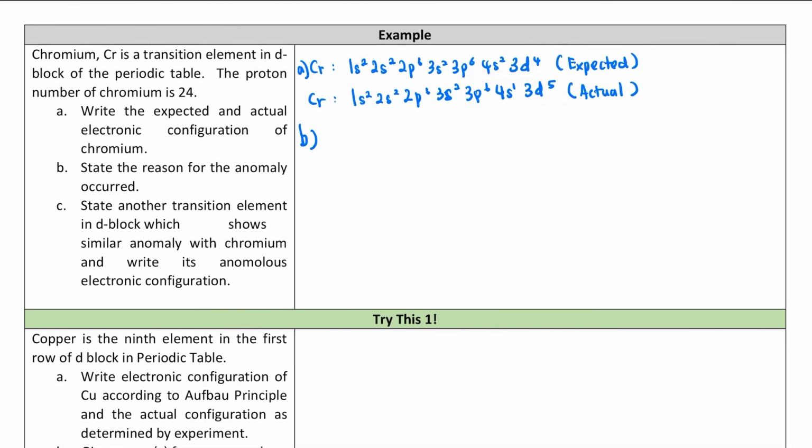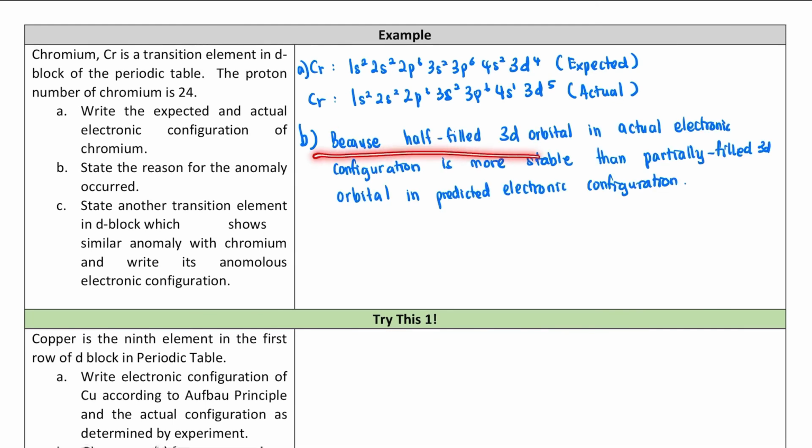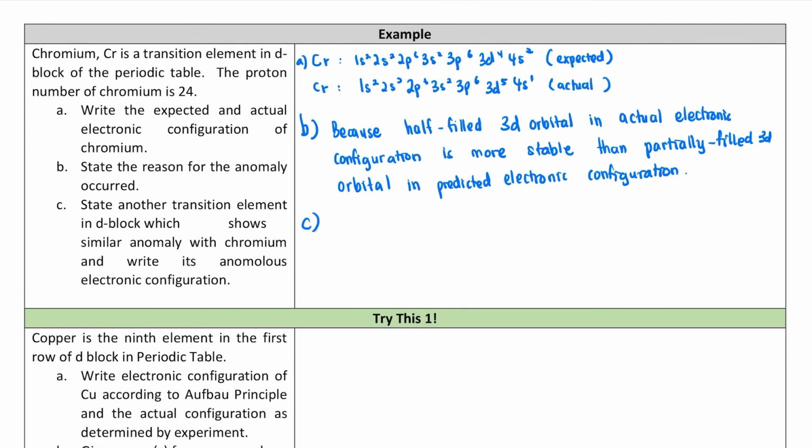Okay, so why is it like this? Okay, so the answer is already here. Okay, so because the half-filled 3d orbital in the actual electronic configuration, which is this one, is more stable than the partially filled 3d orbital in the predicted electronic configuration. Okay, so C, state another transition element in d block which shows a similar anomaly with chromium and write its anomalous electronic configuration. So, it asks us to suggest another element that has an anomalous electronic configuration like chromium.